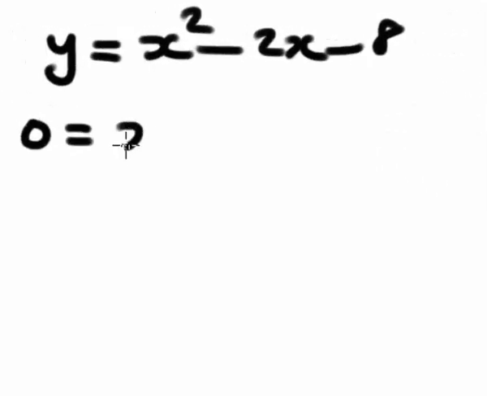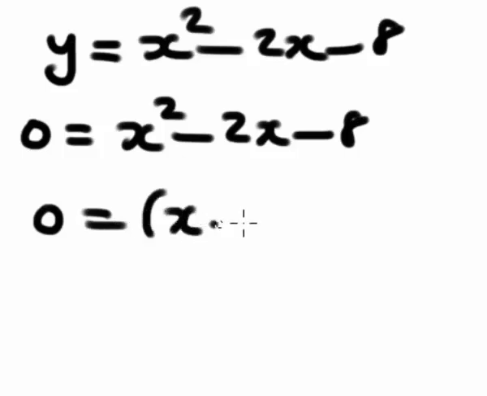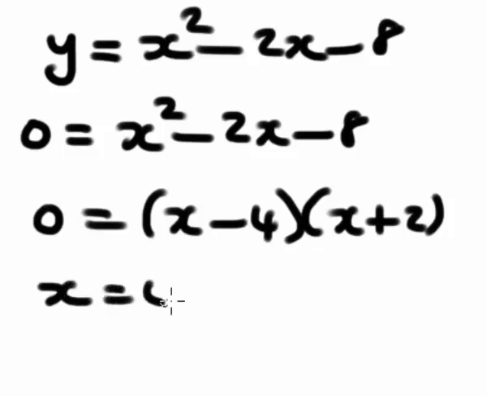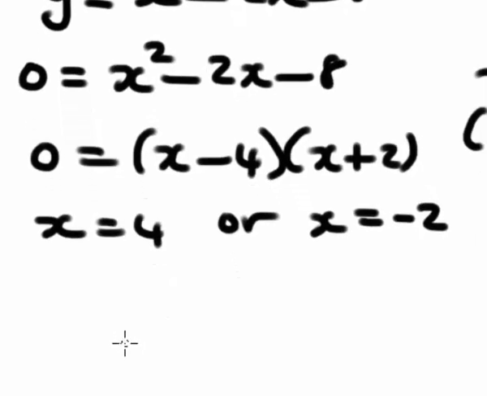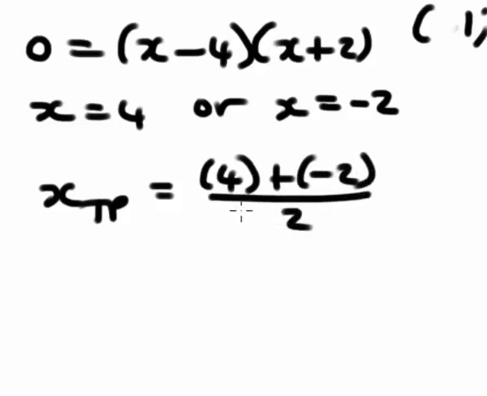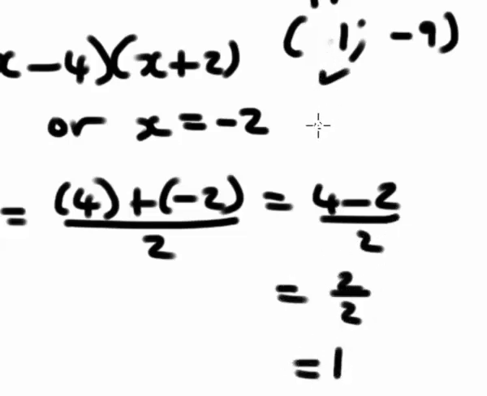But the x-intercept, what can we do? We let the y be equal to 0. And look here, then you factorize. You could use the quadratic formula if you so wish. And then we get x is 4, or x equals negative 2. Now the fourth method to get the x of the turning point, you add up the x-intercepts and average. Now look at this, 4 minus 2 over 2 is 2 over 2, which once again gives you the 1, and you plug back into the original to get your corresponding y value of negative 9.